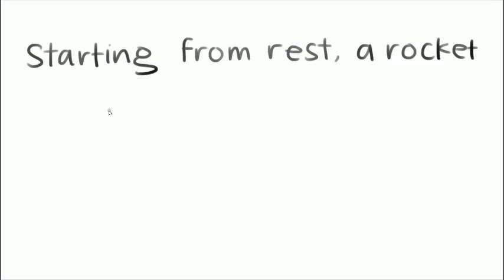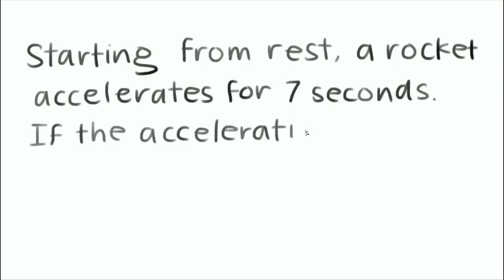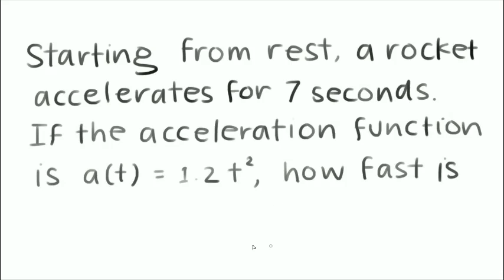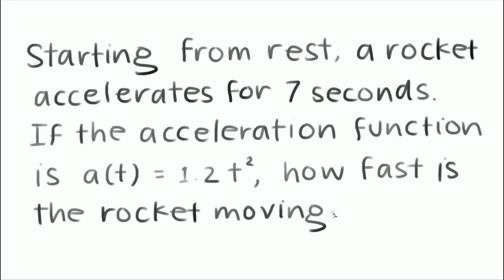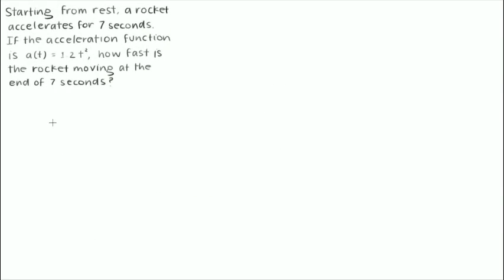Now let's look at an example problem. Starting from rest, a rocket accelerates for 7 seconds. If the acceleration function is 1.2 t squared, how fast is the rocket moving at the end of 7 seconds? If we graph this, the function will look something like this, and we're looking at the range from 0 to 7 seconds. So this is the area under the curve within the upper and lower limits.